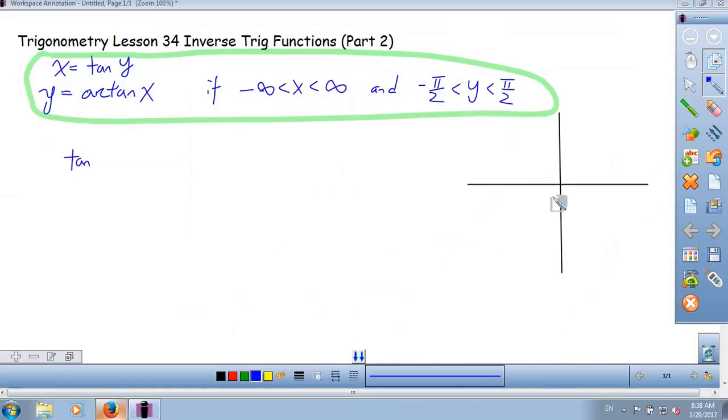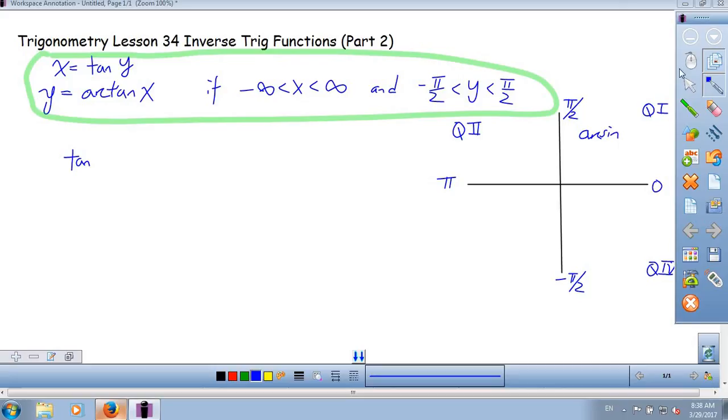So that means negative pi over 2 is here, right? And 0 is here, and pi over 2 is here. That means arctangent will operate in the 4th quadrant and in the 1st quadrant, just like arcsine, okay? So let's go ahead and summarize what we talked about yesterday. And this is pi, and this is Q2.